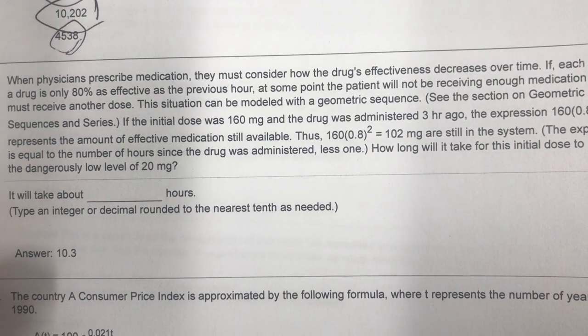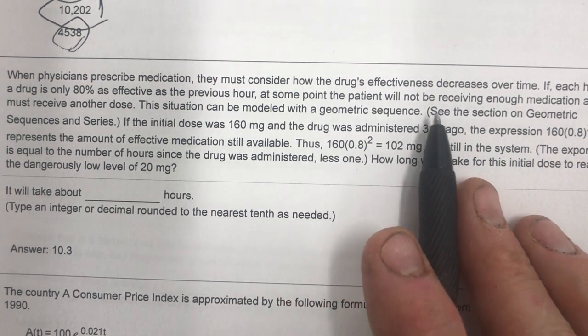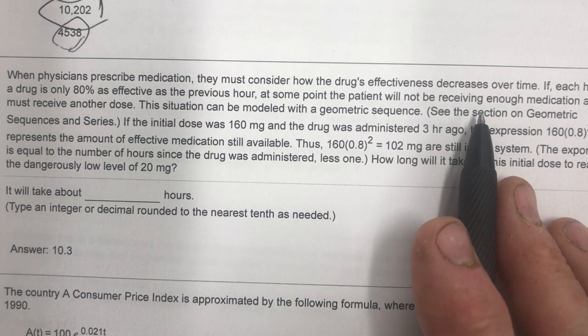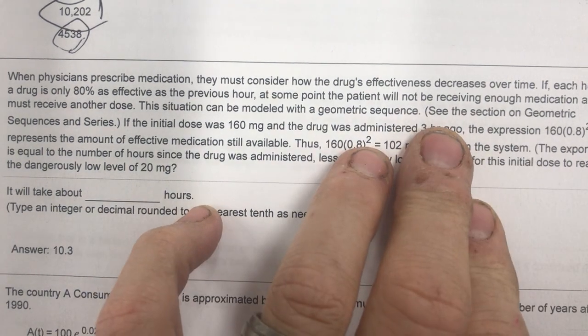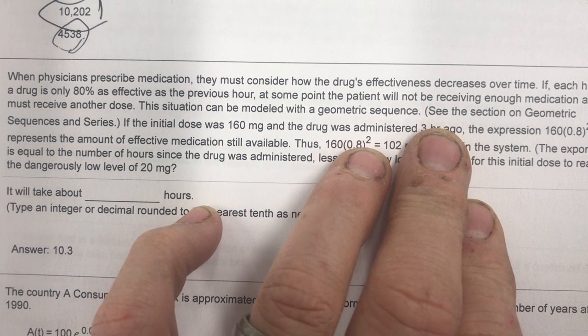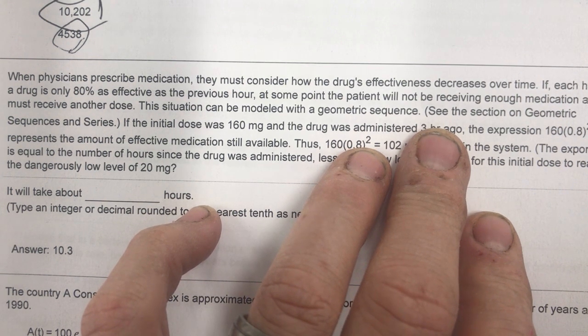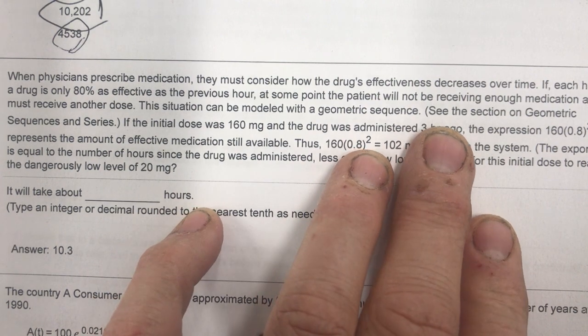Number 8. When physicians prescribe medication, they must consider how the drug's effectiveness decreases over time. See, when you take a pill, you have that medicine in you first off, and it's real strong, but then it tapers off. Your blood system carries it, and then the potency of it tapers off over time. And that's why the doctor gives you a pill and says take it 4 times a day. You don't take it all at one time because it dissipates and it'll eventually be out of your system. So the doctor has you take it 4 times a day.